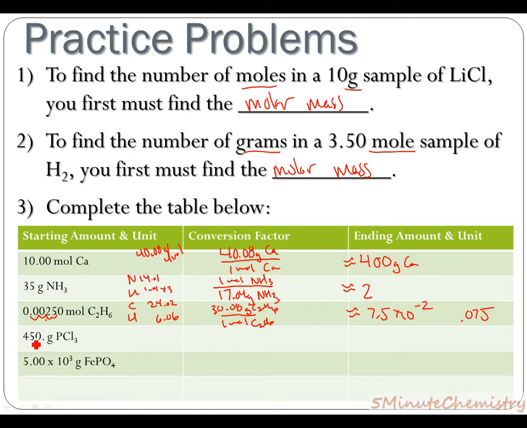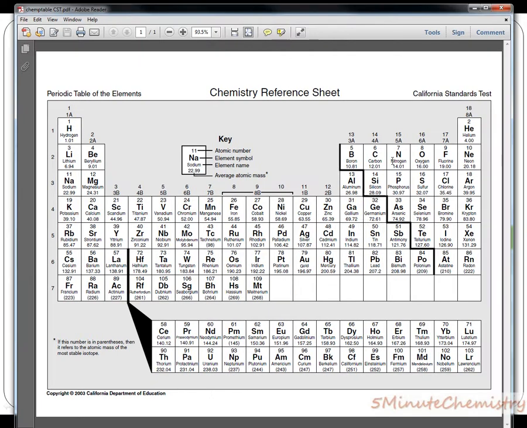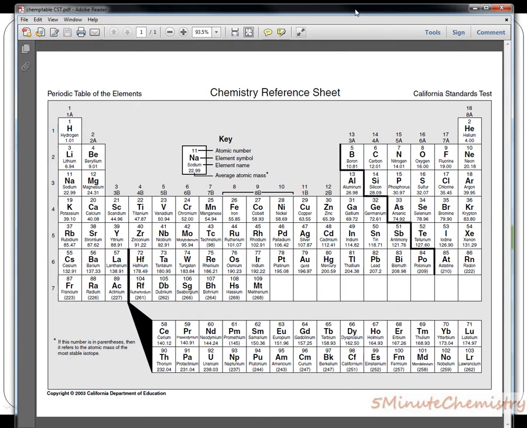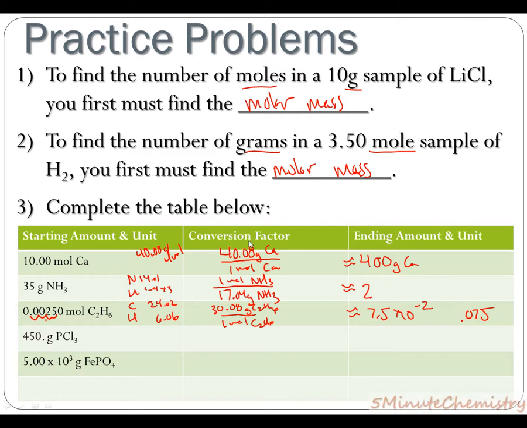Now, 450 grams of PCl3. So we're going to look at our PCl3 now. Phosphorus 30.97, and then Cl 35.45. So 30.97 for phosphorus, 35.45 for chlorine. Got to multiply that one by 3.